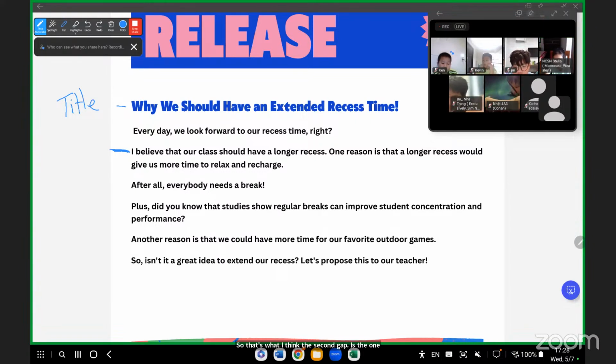Very good. So you are correct when you say that the second gap is our statement of position because it talks about the topic of the conversation. I believe that our class should have a longer recess. That was correct. Well done. However, the next sentence goes on to describe our next section. So what are we looking for now? After we look for the topic of our statement of position, what are we looking for next?